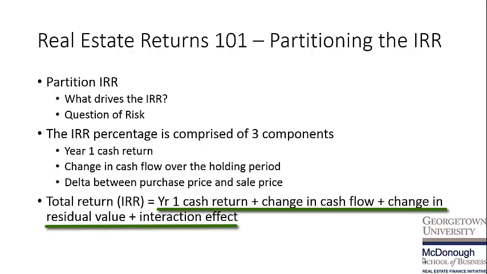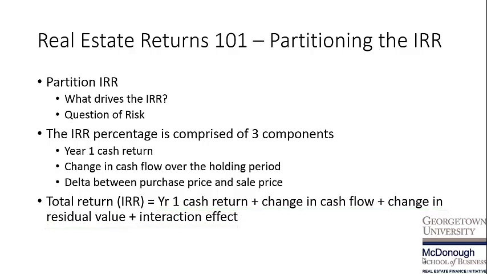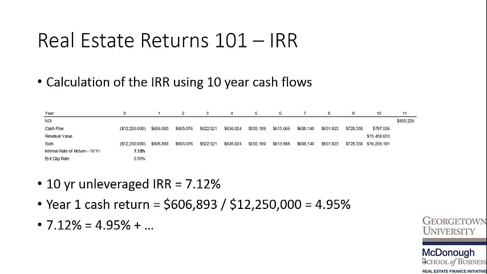The first of which is your year one cash return. The second is your change in cash flow over the holding period. And the third is the delta between the purchase price and the sales price. And there is a fourth interaction effect, which is not a material effect, at least in this example.